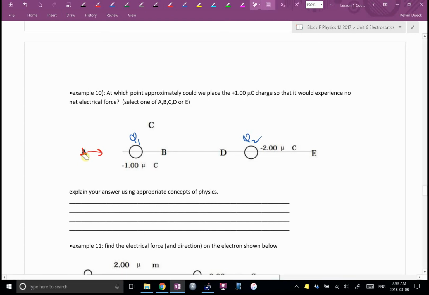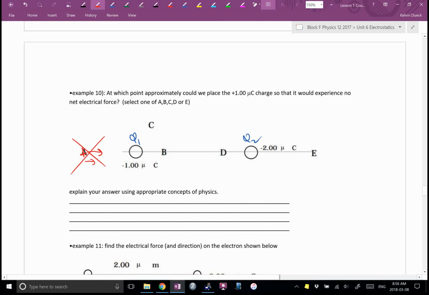Alec, my friend, my test charge and Q2, like or unlike? So which way will this feel a force from Q2? Attract to the right or repel to the left? Attract to the right. Now, is there any way that I can add right plus right and get 0? Is there any way that those two forces can cancel each other out? Can't.